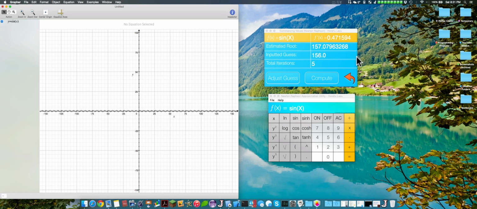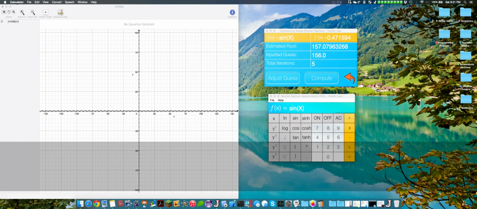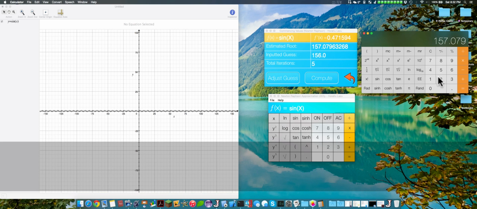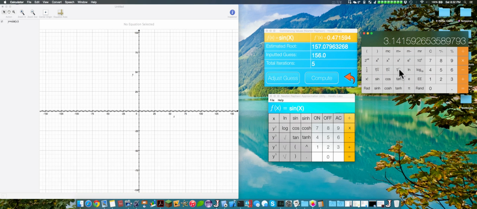So if you take out your normal calculator, take 157.079, divide by 180, multiply by pi, and then take the sine of that, and it gets us close to zero: 0.048307 and so on. So this is fairly accurate.